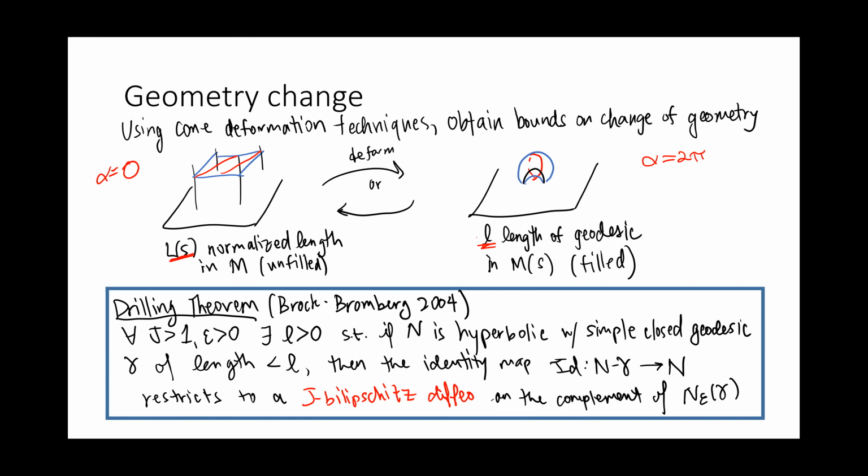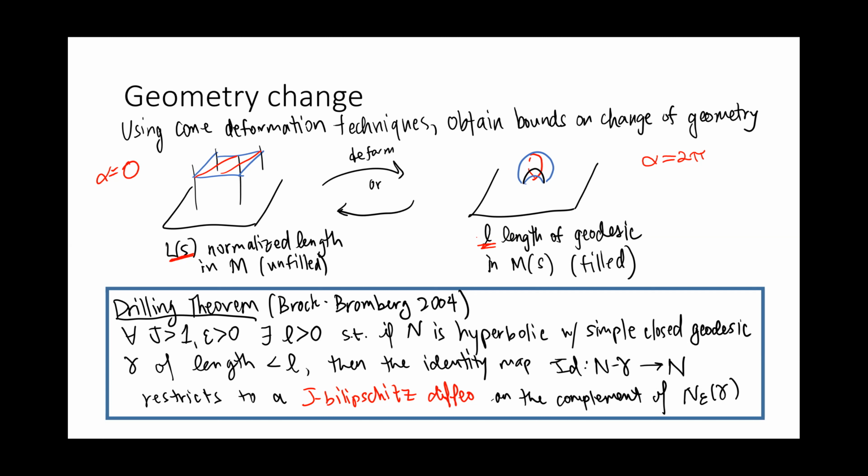And so Brock and Bromberg in 2004, they came out with a filling theorem that used this, that told you about geometry change. So in particular, you fix your favorite J greater than 1 and epsilon greater than 0. And then once you do that, there exists a length L so that if you have a hyperbolic manifold with a closed geodesic of length at most L, then the identity map is going to restrict to a J-bi-Lipschitz diffeomorphism outside of an epsilon neighborhood of this geodesic. So the drilling theorem tells you can drill, and their method is cone deformations. You can drill this geodesic and you'll get a J-bi-Lipschitz diffeomorphism where you get to pick the J.